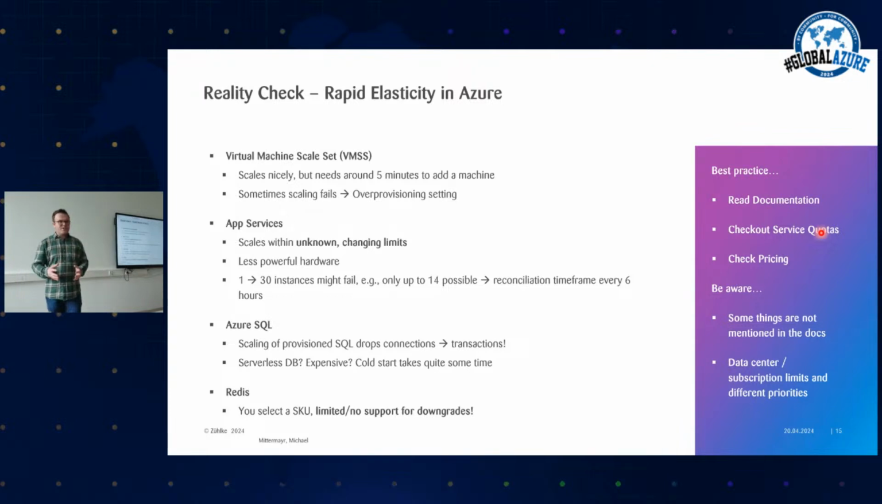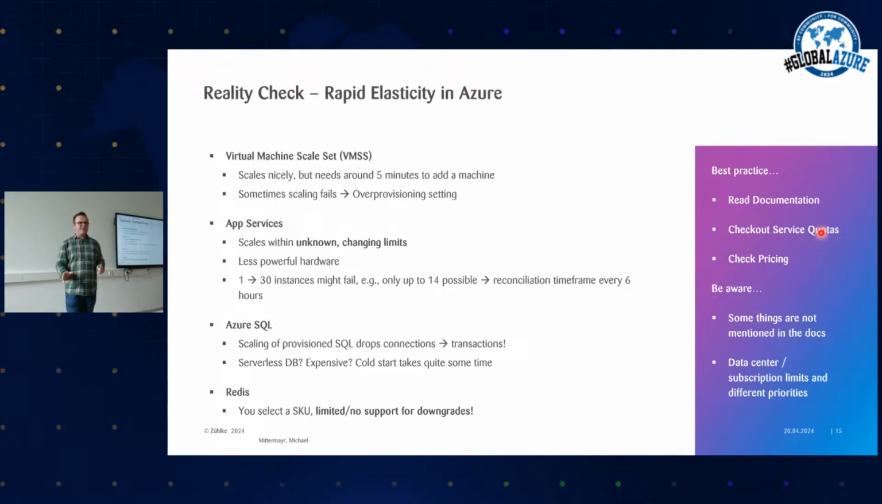On the other hand, the provisioned tier gets cheaper, but once you scale, on the one hand, it takes quite some time to scale, and on the other hand, it drops your database connections, it drops your transactions, which is annoying to your applications, to your users. And last but not least, Redis, as I said, is also part of our infrastructure. That one has little to no support in scaling down. So once you have grown your memory cache, there is no way back from the standard tier to the basic one or things like that.